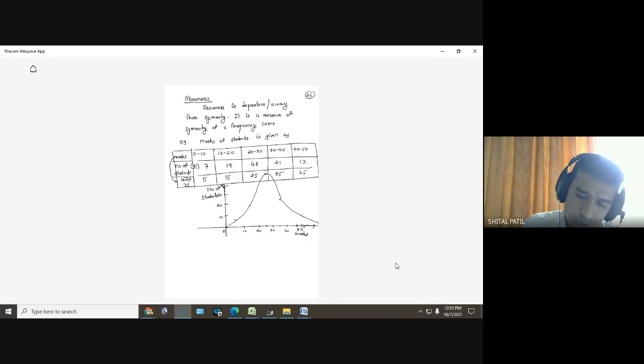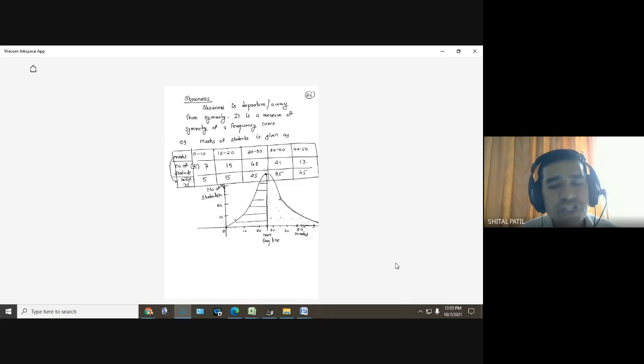Okay, so it is not a symmetric graph. This is the maximum frequency. See, the area on the right side of this maximum frequency line, you might have observed that the area on the right side, this dotted area, is a little bit more than the area on the left side. So this is known as positively skewed.